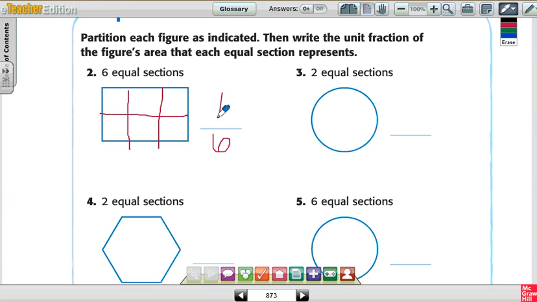All right. So then number 2 says 2 equal sections. Is that 2 equal sections? No. So I'm just going to cut it down the middle. That's roughly about 2 equal sections. All right. So what would be my unit fraction? 1/2. Good. 1/2.